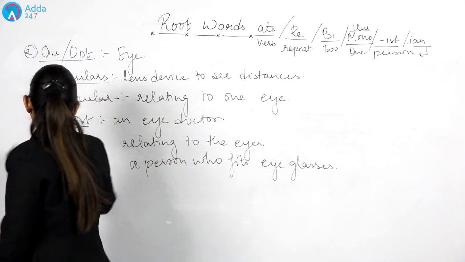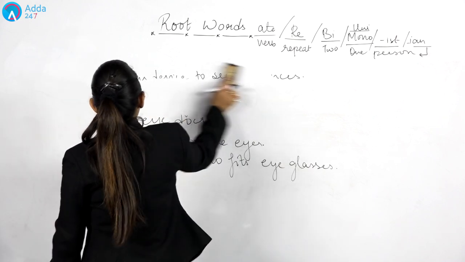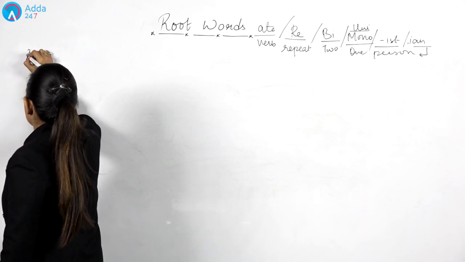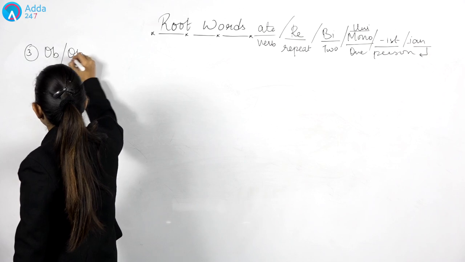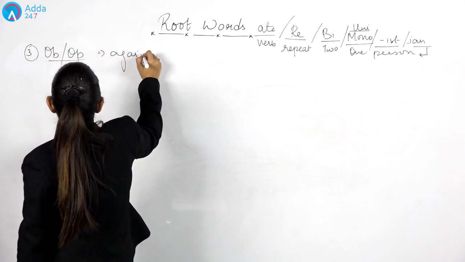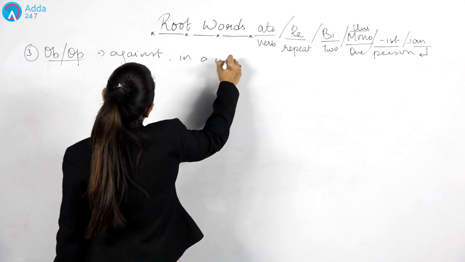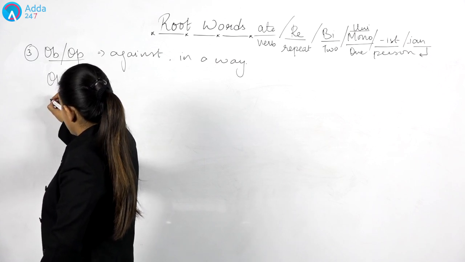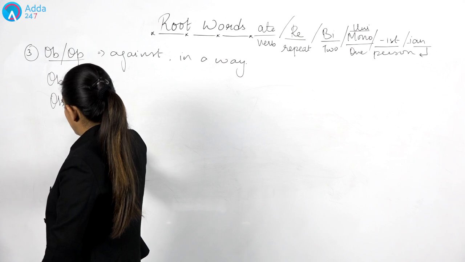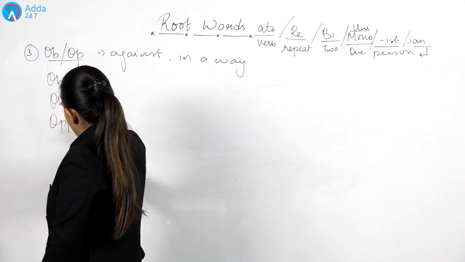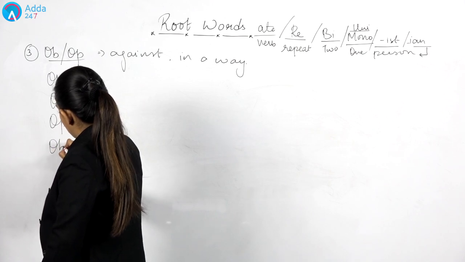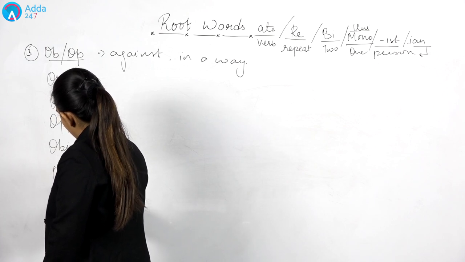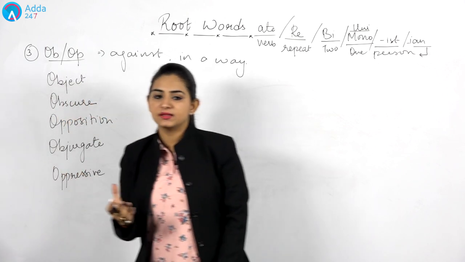Now, moving further, we have this third word, and that is OB or OP. That talks about being negative. This is related to something being against or in a way. Next are the words here: object, obscure, opposition, objugate, oppressive. Now, try and understand the meanings of these words.